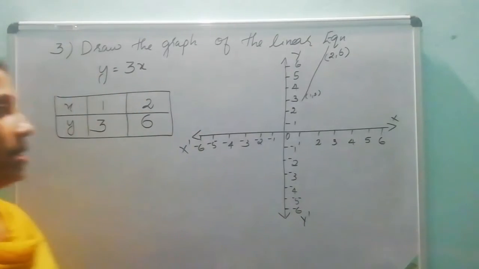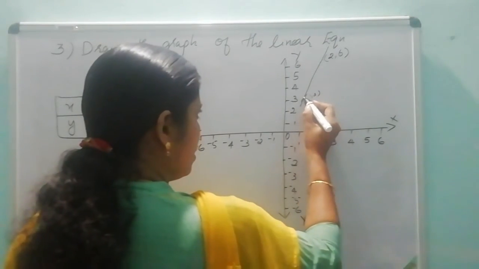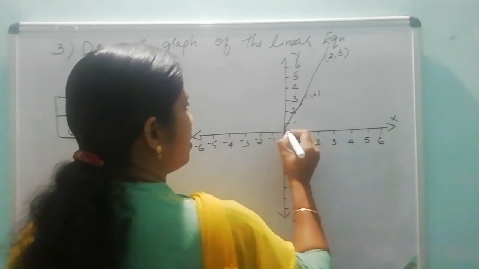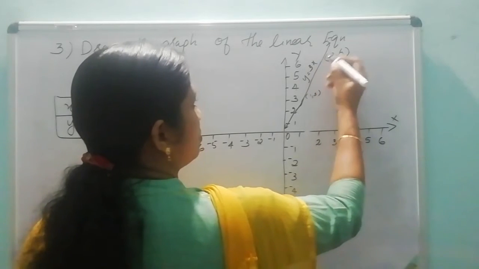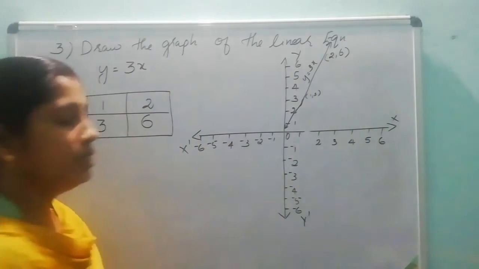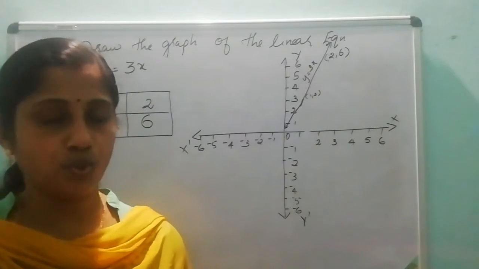Okay, this will be the graph there. The graph will be like this. It will be a straight line. Then you have to write down the equation there. Y is equal to 3x. It is the graph of y is equal to 3x. In this way we are drawing the graph of linear equations in two variables.